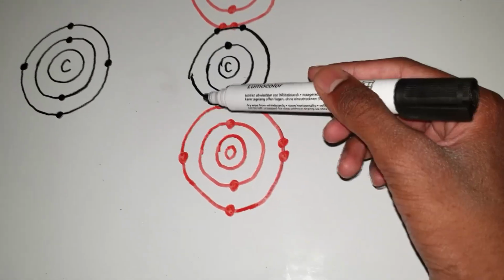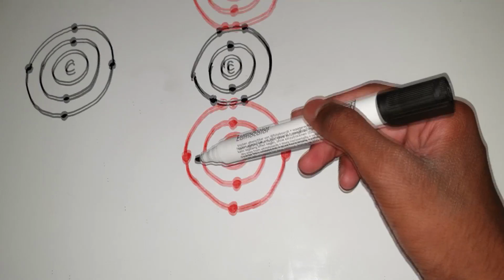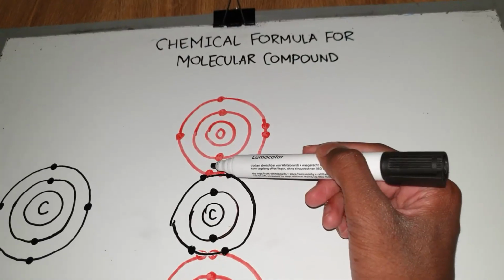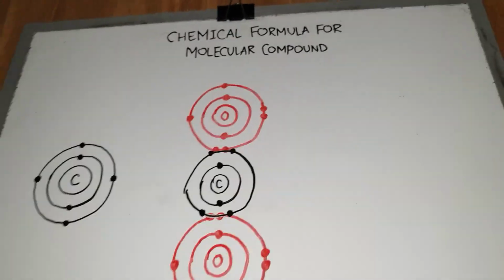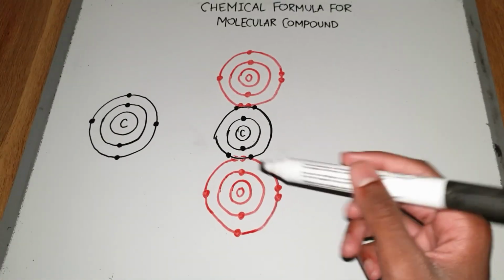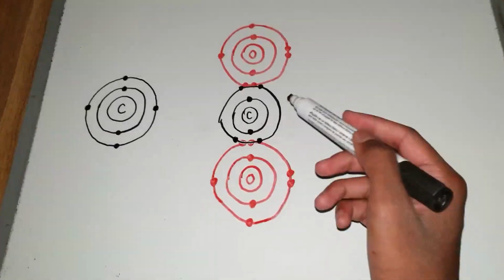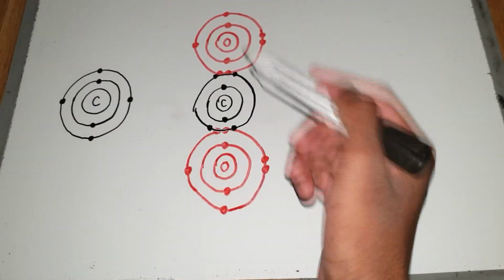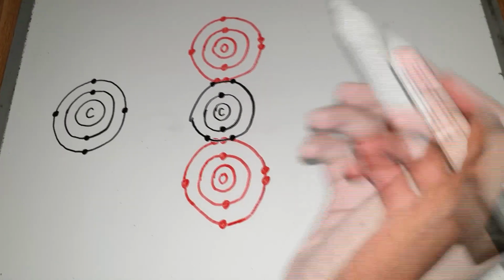and oxygen has also completed its octet. So 1, 2, 3, 4, 5, 6, 7, 8, and this oxygen as well, 1, 2, 3, 4, 5, 6, 7, and 8. So the difference between molecular bonding and ionic bonding is that the electrons are not being fully transferred. So they're not being fully given or taken. They are being shared mutually.